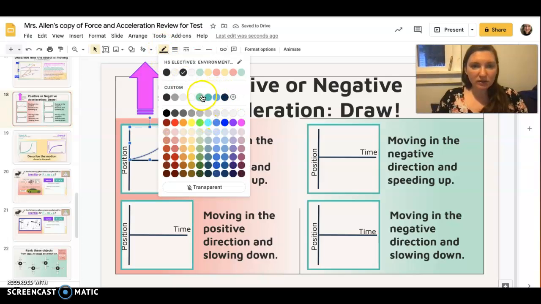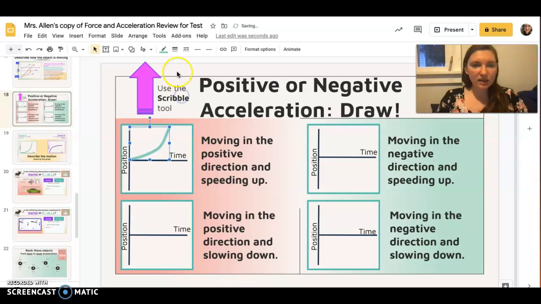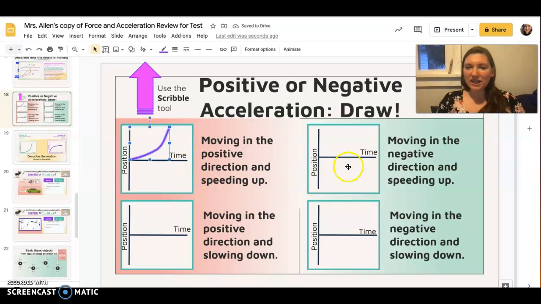And let me make this a color for you. Make it thick. I'll make it this one. I'll make it purple. Okay. All right. Moving in the negative direction and speeding up.